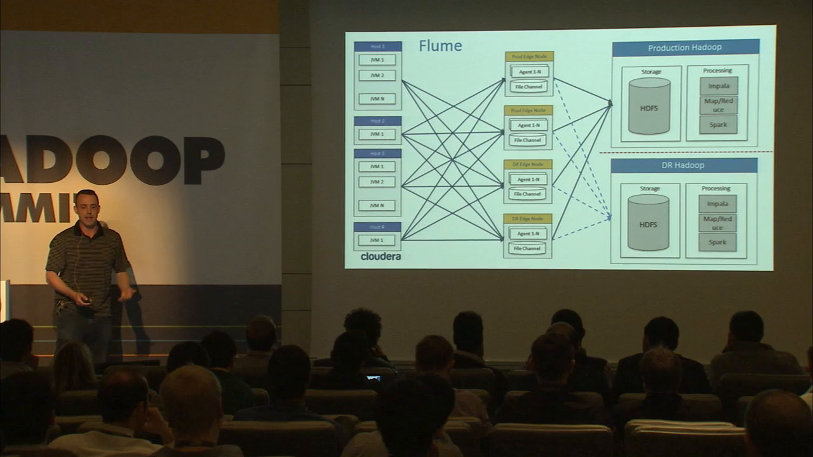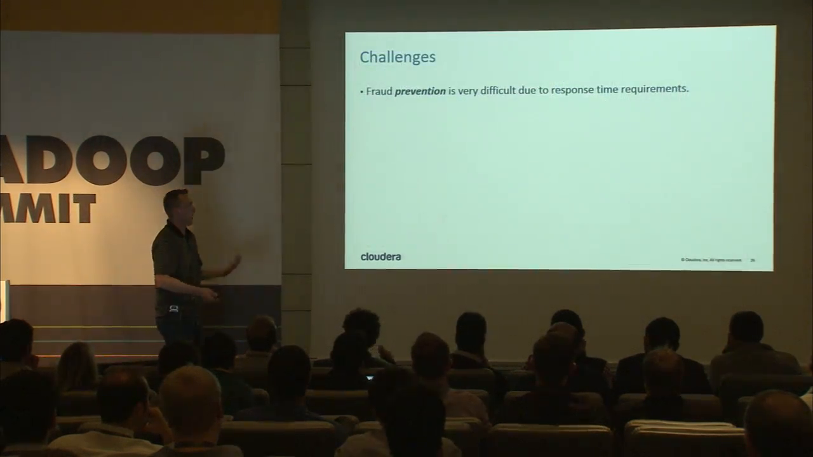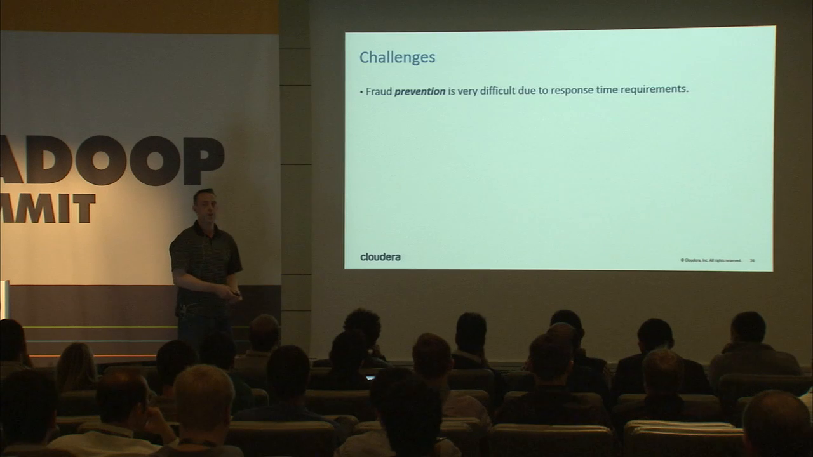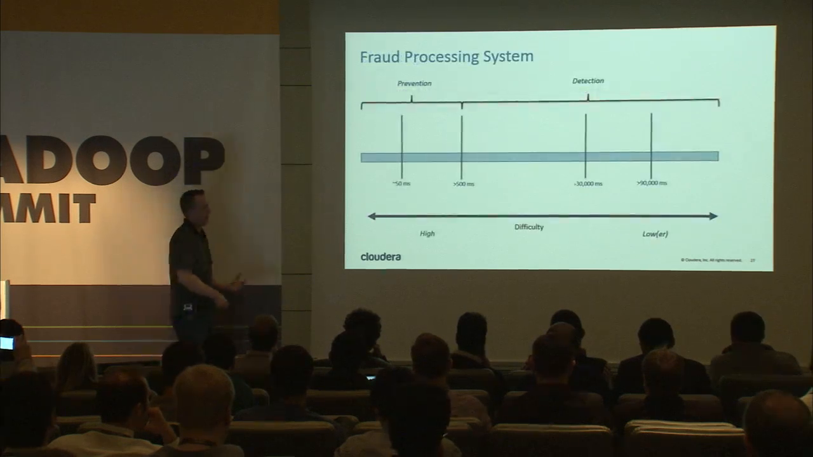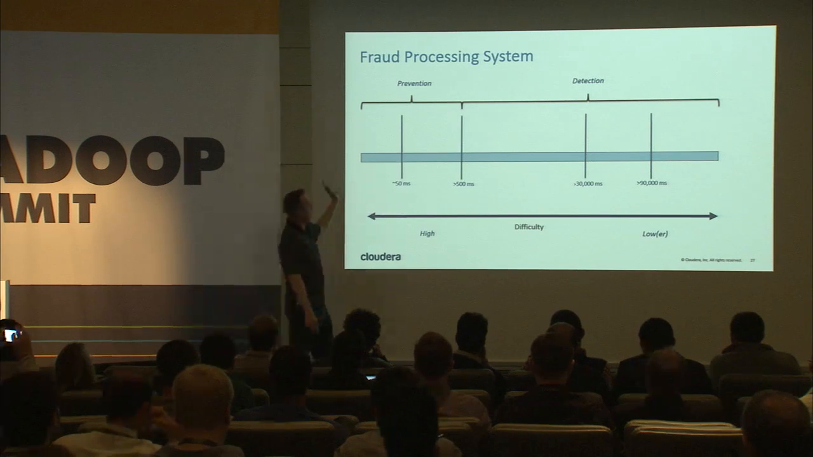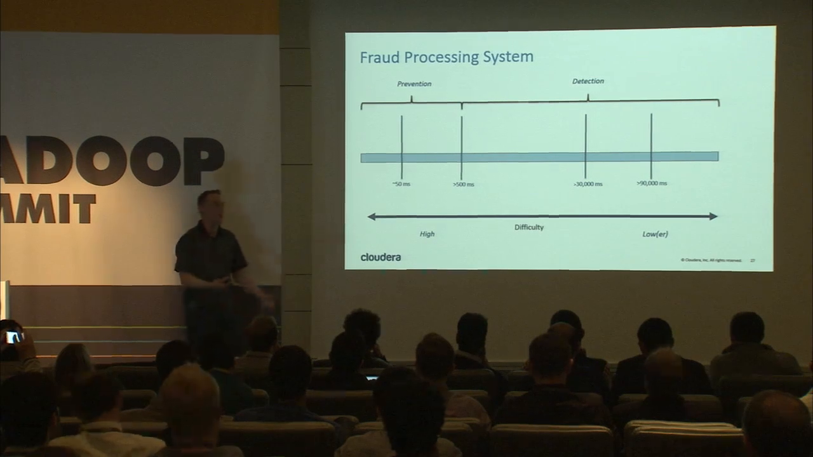So that was our first pass of this, and actually it works pretty well. But the challenges along the way are that fraud prevention, right? Not detection, but prevention is pretty tough because of these response time requirements. This is my really badly not-to-scale diagram, but anything in this sub 500 milliseconds is what I would consider prevention, and it's pretty hard to do there.